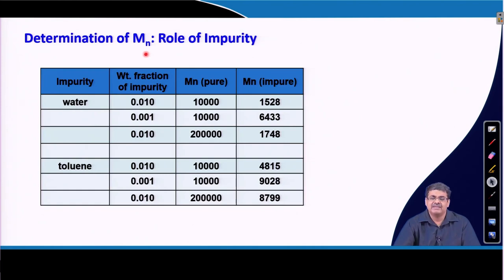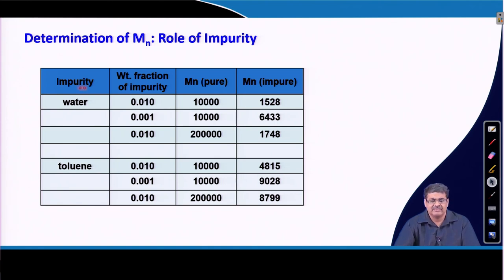Now, we need to be very careful about impurities in this measurement, because we are talking about the number of molecules present in the solvents which determine the value of these properties, and even a small impurity affects the mean value determined by these techniques a lot.